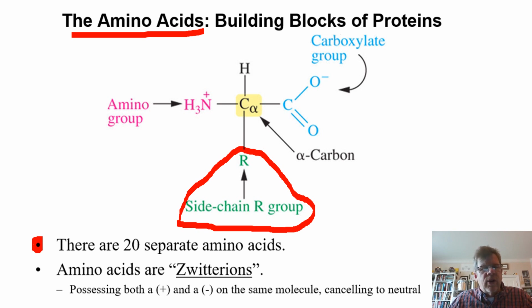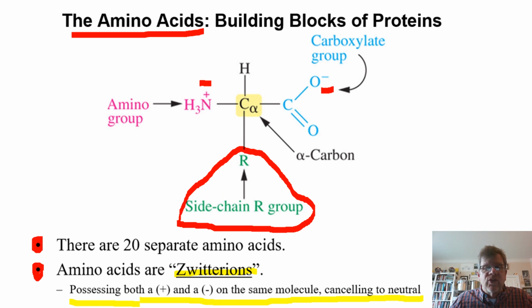Now, one important feature of amino acids, if you look down the bottom here, is that they are known as a special type of structure known as a Zwitter ion. By definition, Zwitter ions possess both a positive and a negative charge on the same molecule, importantly canceling to neutral. If we look up here at our amino group, we have a single positive charge. If we look at our carboxylate group, we have a single negative charge, and thus it would be considered a Zwitter ion because a +1 and a -1 cancels to neutral even though those charges still exist within the molecule. The overall charge on the molecule would be considered neutral.